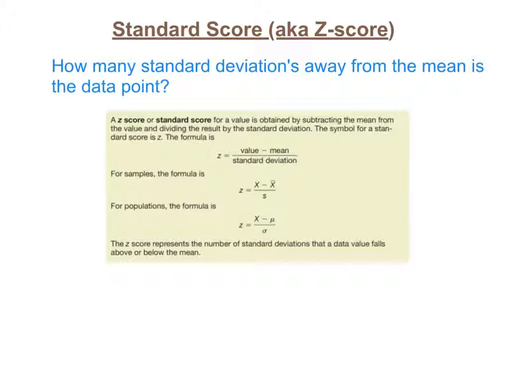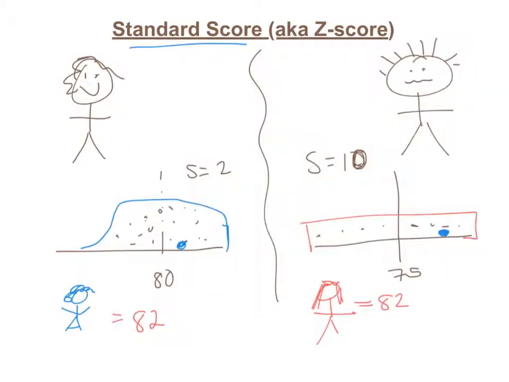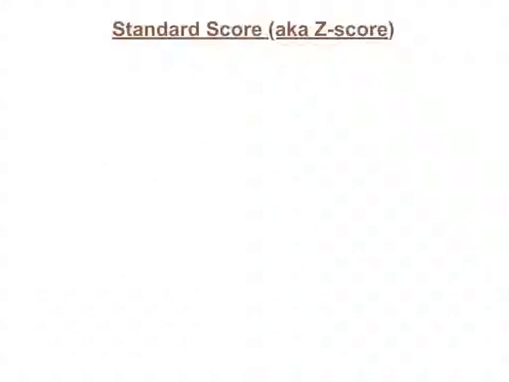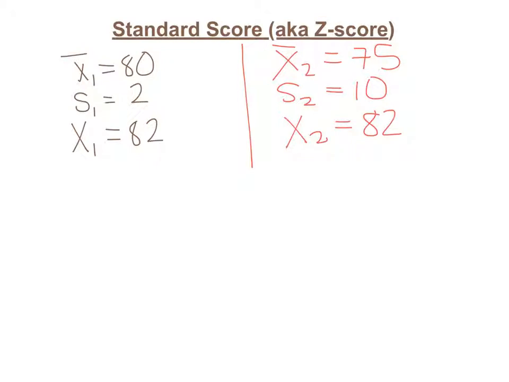So let's recall what we had for our example problem. Remember, we had 2 teachers, and we were comparing students with 82s. So our value was 82, a mean of 80, and a standard deviation of 2. And the other teacher, we had a value of 82, a mean of 75, and a standard deviation of 10. So summarizing the data, it looks like this.